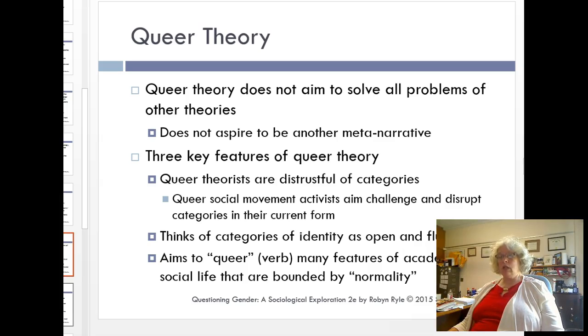So the three key features of queer theory are: queer theorists are distrustful of other categories and putting people into categories. They think of the categories of an identity as open and fluid, and they aim to queer many features of academic and social life that are bound by normalcy. I've given you that link to the Wikipedia to explain queer theory at a more breakdown level, give you kind of that approach.